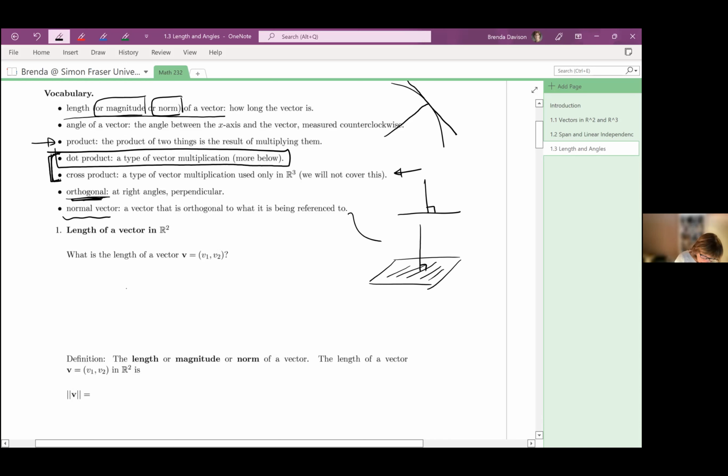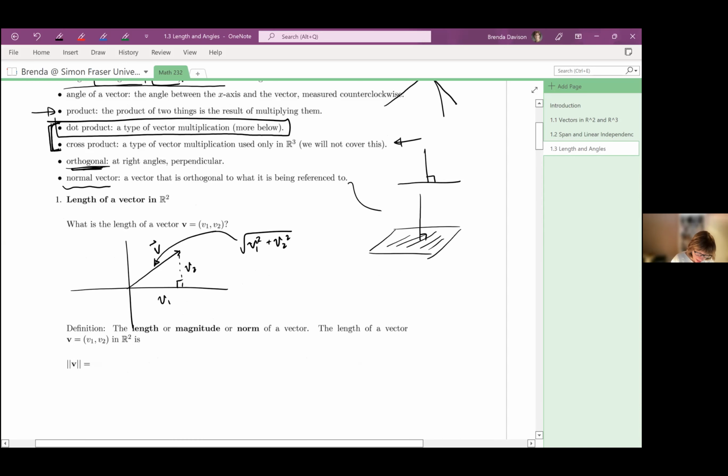Okay, and we're going to do this in R2. So we have a vector, there it is, the vector v, and it has two components. Let's just call them v1 and v2. Those are just numbers, the x and y coordinate. This right here is a right angle. By the Pythagorean theorem, we could see that the length of this vector is going to be the square root of v1 squared plus v2 squared. So we just use Pythagoras for that.